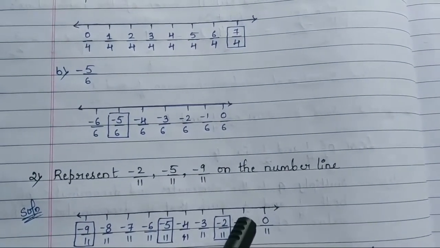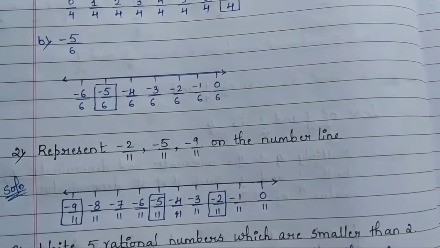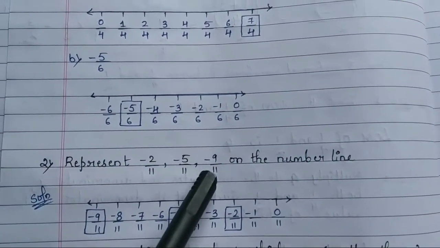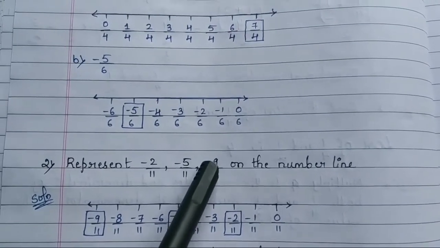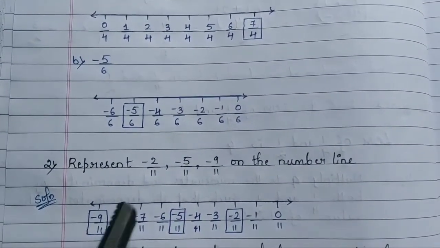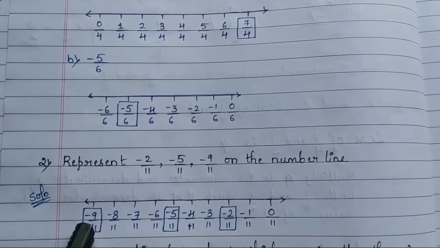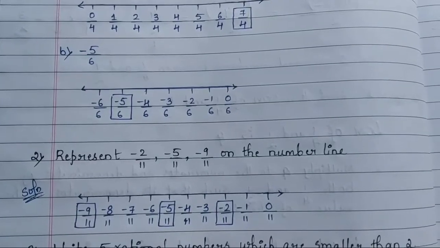Okay, 0 by 11, minus 1 by 11, minus 2 by 11, minus 3 by 11 and so on. We need up to minus 9 by 11. So that we have to represent this number on our number line. So you can see the numbers, you can mark it. Okay, and you can show this on the number line.